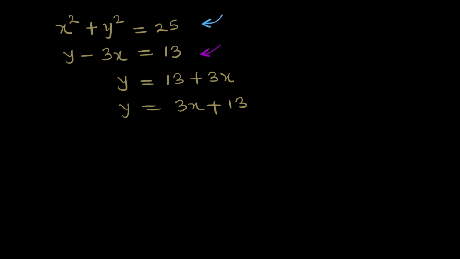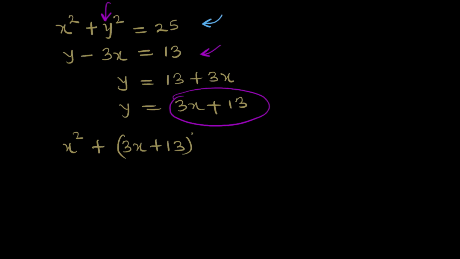So I'm now going to substitute for y in this equation. Everywhere y is supposed to be, we now have this new value. So I have x squared plus, now y squared will be 3x plus 13 squared. And that is still equal to 25. So let's open up this bracket.